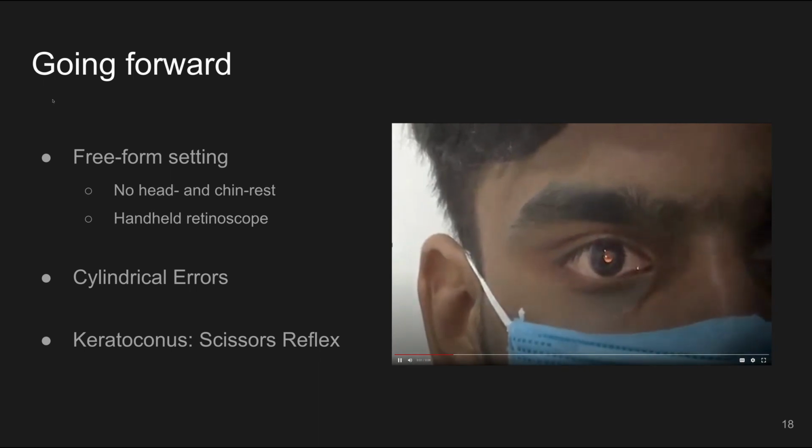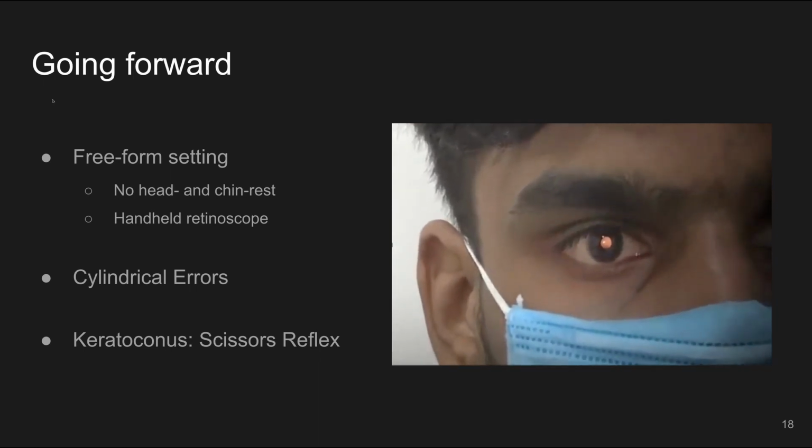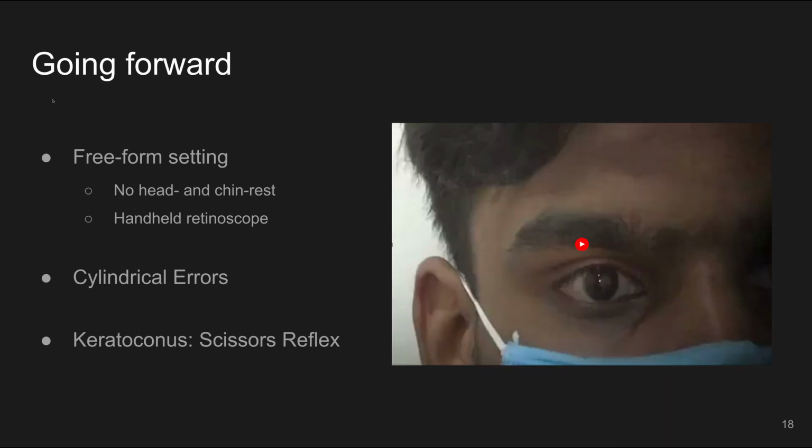Lastly, retinoscope can also be used to detect keratoconus. In keratoconus, the cornea is distorted from a normal shape to a conical shape, resulting in the eye not focusing on a single point. As a result, during retinoscopy, multiple reflexes are formed, which is referred to as scissors reflex. We plan to modify the existing video analysis pipeline to detect scissors reflex.